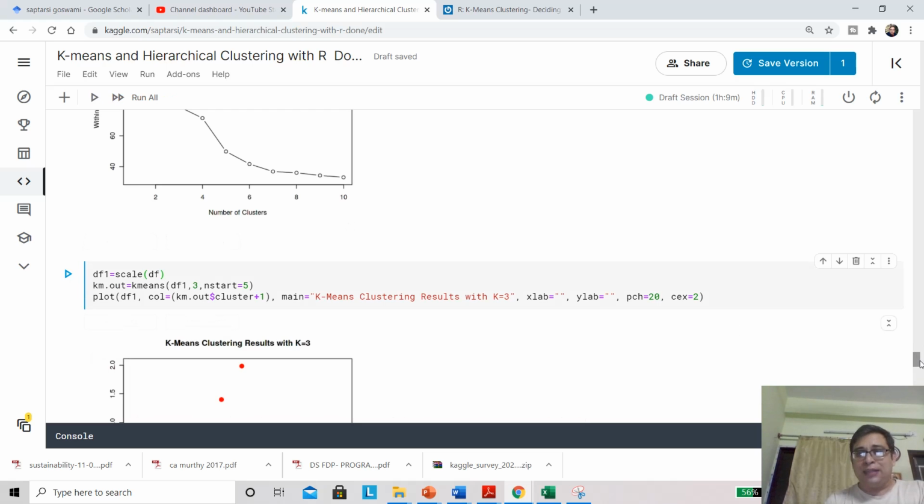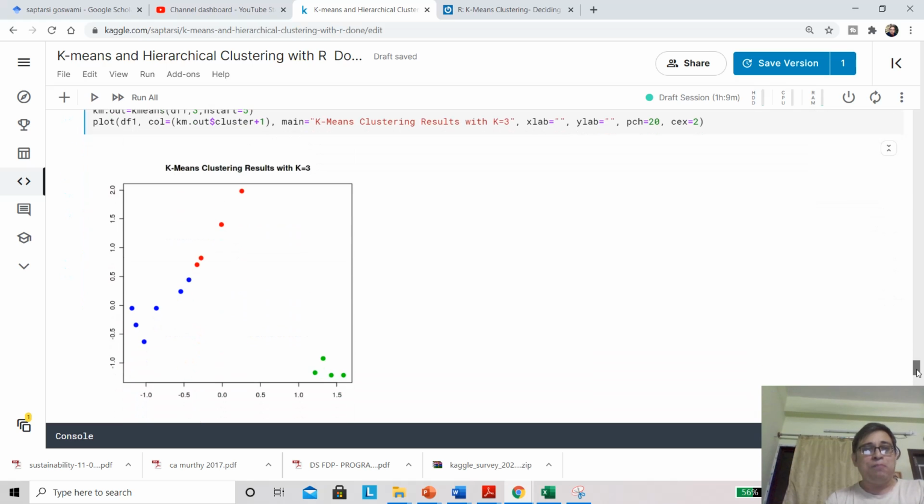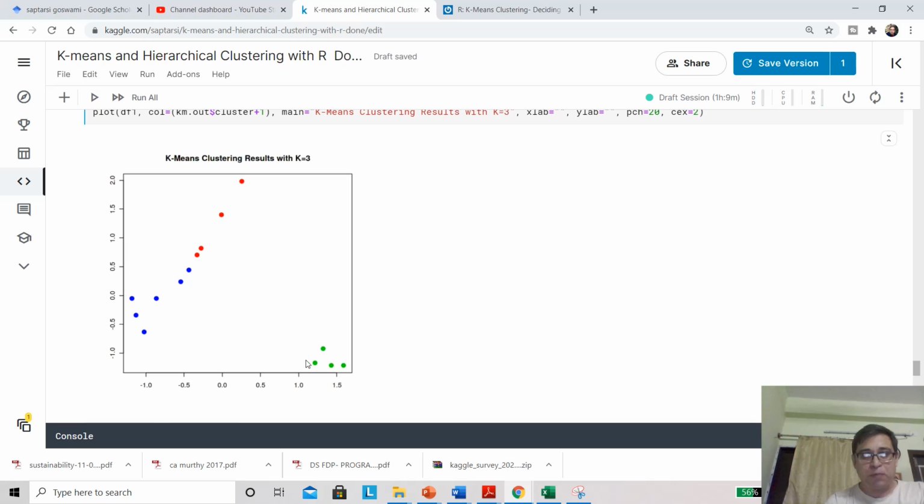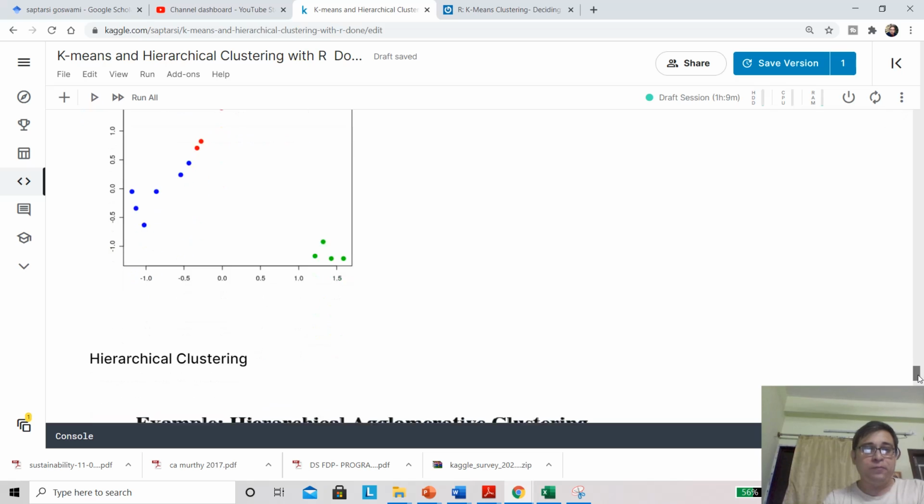So now if you run this, you see now the clusters are much better formed. So this is now separated, this is separated, and this is separated. So that is the impact of scaling. These are small design issues which are very important for your algorithm to give better or correct result.